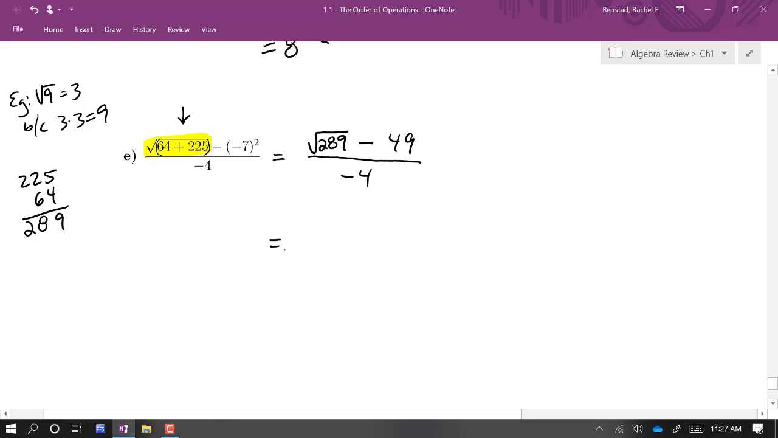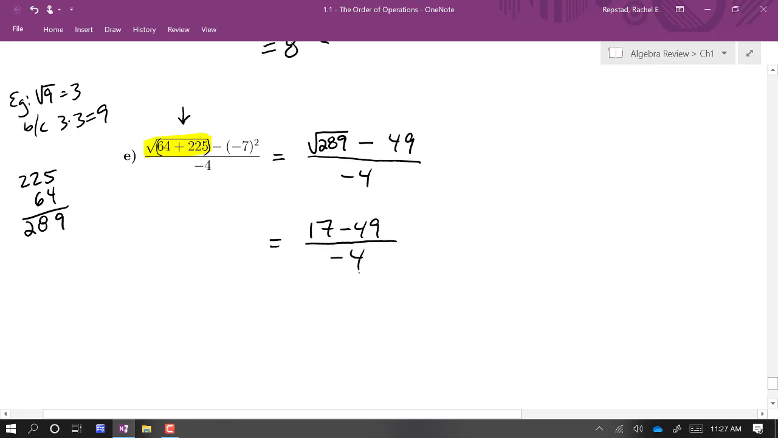Next, we want the square root of 289. And it's perfectly okay to go ahead and use a calculator to help you out with that. I think it is 17. And it is 17 minus 49 over negative 4.